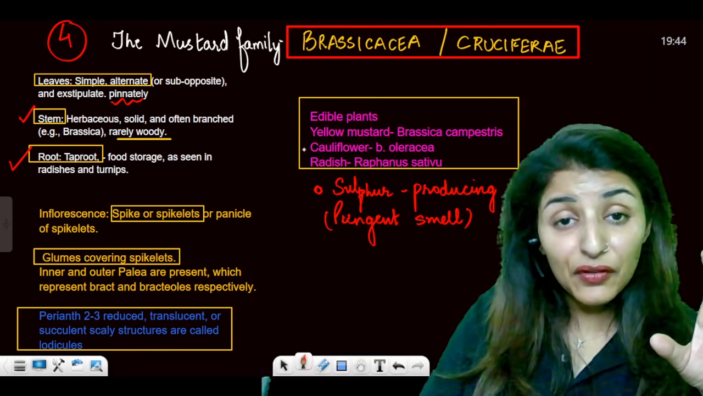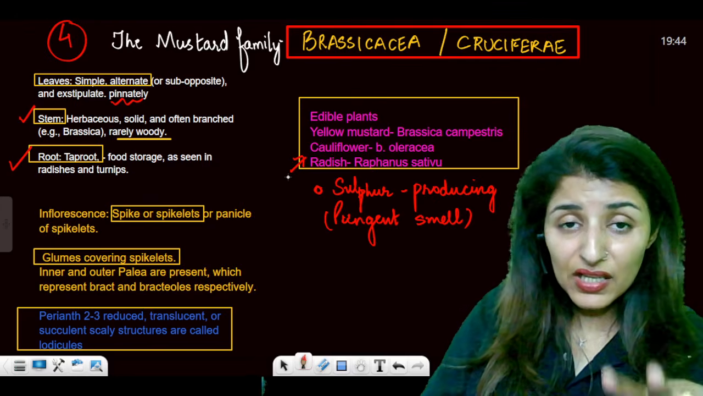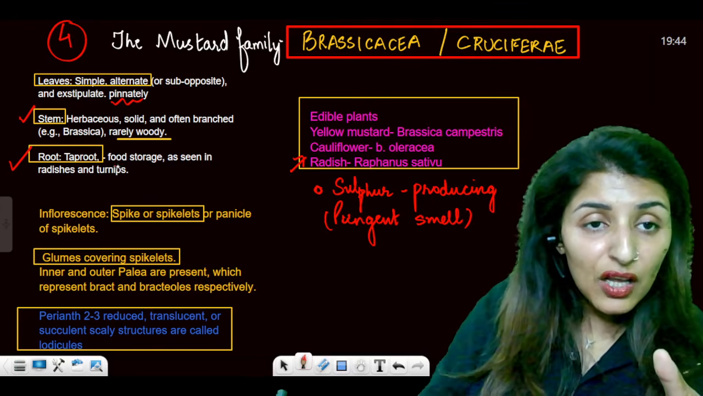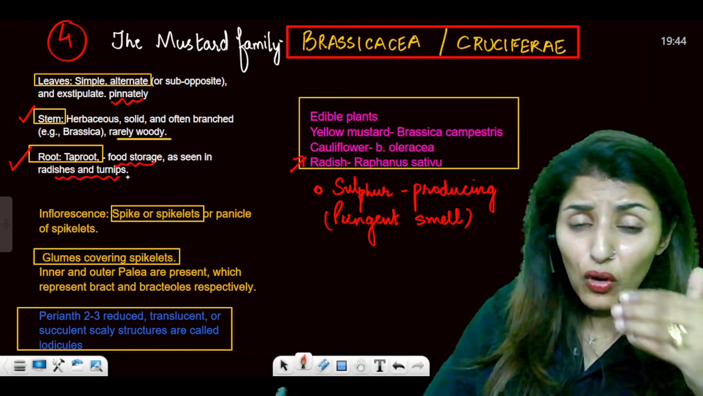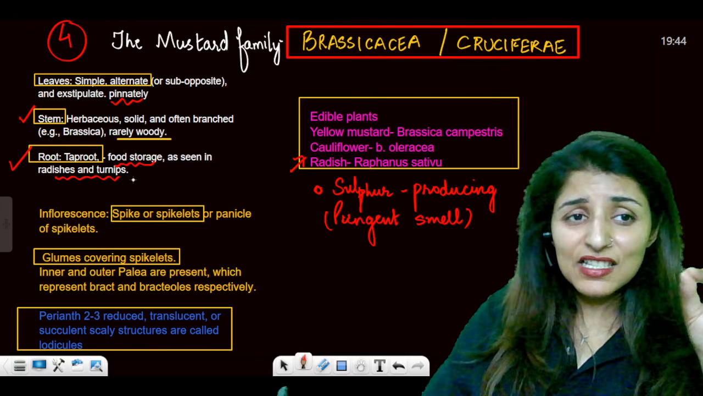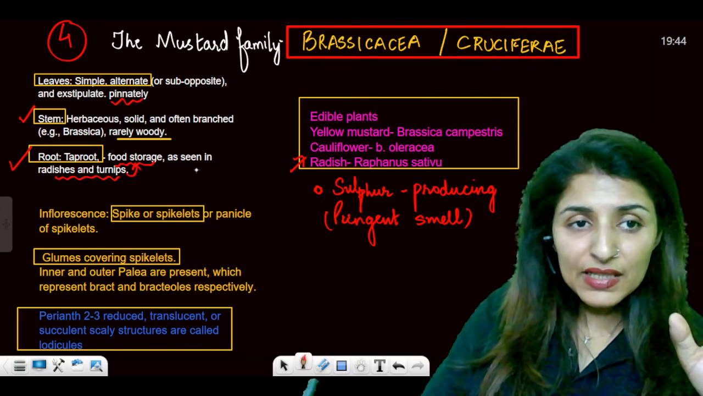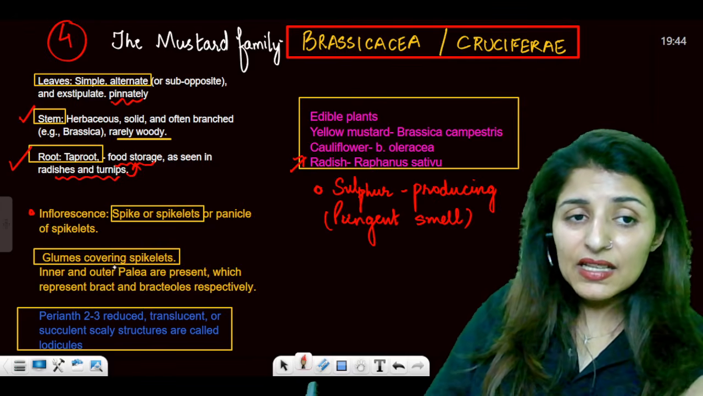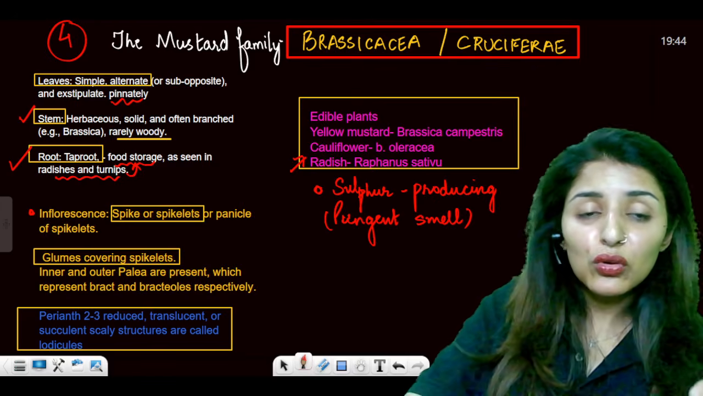But if you talk about radish here, carrot is not here, but radish, yes. Radish is storing food. That is why it is edible, right? So, food storage, radish, turnips, right? All of these have pungent characteristics that smell. They are involved in food storage. Are these points clear? Talking about the inflorescence, they have spike or they have spikelets. They have bracts covering the spikelets, and then the perianth is 2 to 3 reduced.